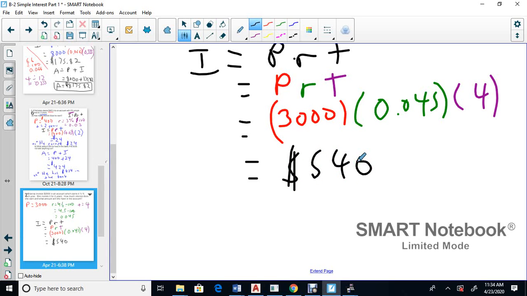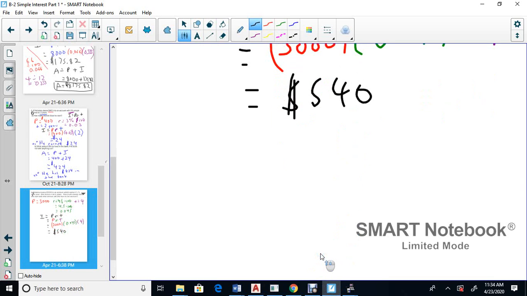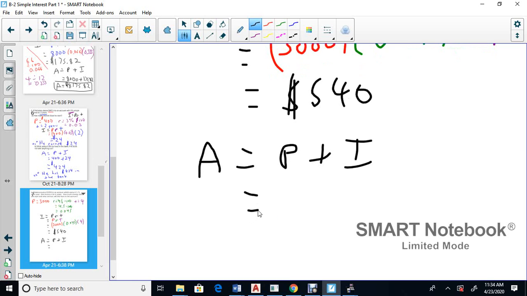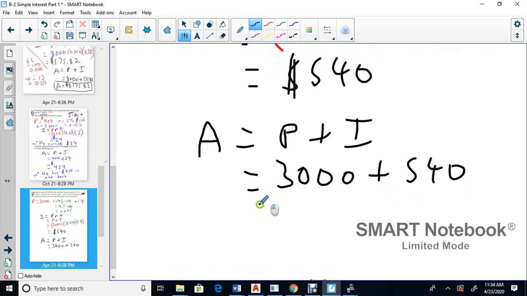Okay, now I'm not going to put a sentence here till the end. I'm going to add a sentence at the end, and I know it's A equals P plus I, what we start with. So let's see what we start with. 3,000. That's what we started with, plus the interest, which is 540. So 3,000 plus 540, and you can put that in the calculator. It's 3,540. I just added the two numbers.